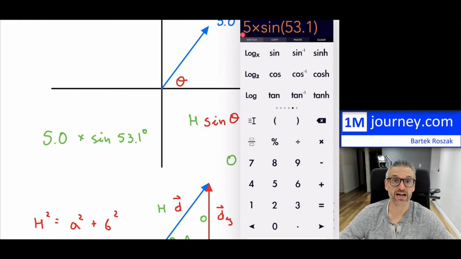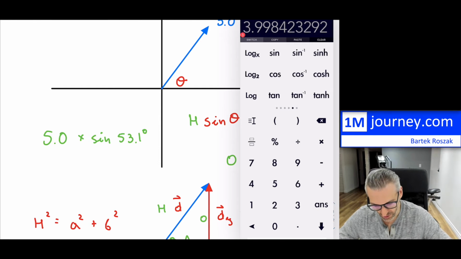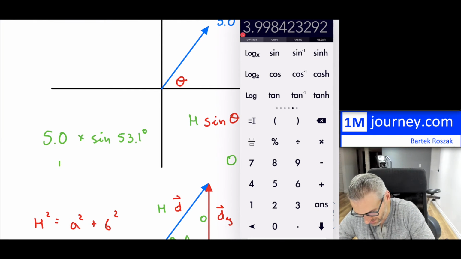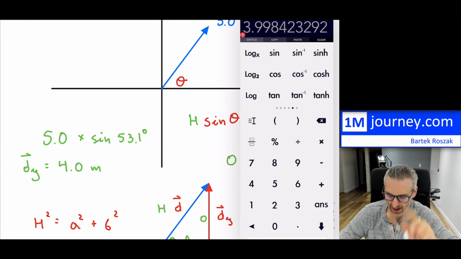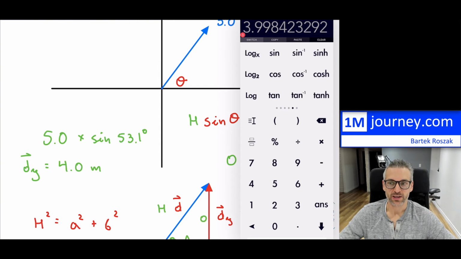Just make sure your calculator is set on degrees so that you're computing this out. And this gives me 3.998, so I guess it's 4 in terms of rounded. For us, 4 meters, and that is the component of y that I have. So that is going upwards because it's positive in this particular case. So that's how we actually find that component.